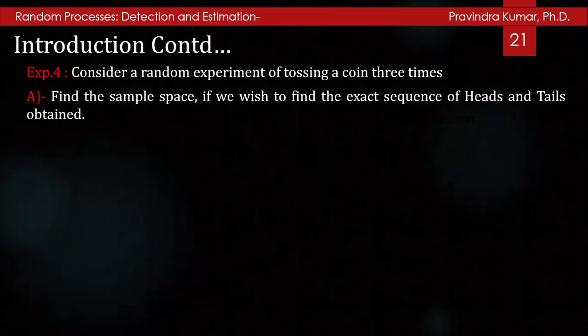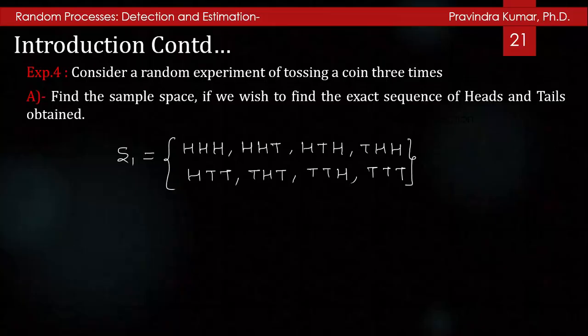Now let us take one example. Consider a random experiment of tossing a coin 3 times. Find the sample space if we wish to find the exact sequence of heads and tails obtained. So the sample space will be HHH, HHT, HTH, THH, and similarly HTT, THT, TTH, and TTT. So these are the total sample points, and the number of sample points in the sample space is 8 here.